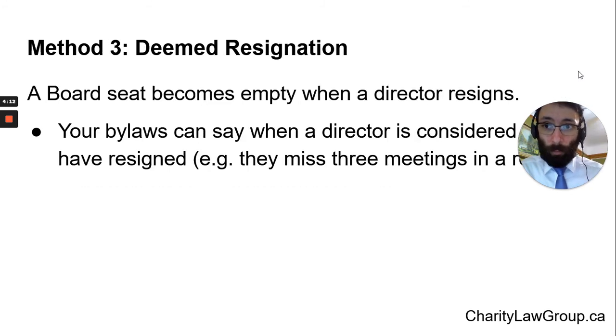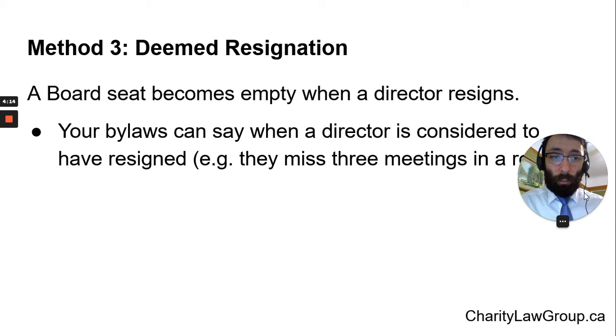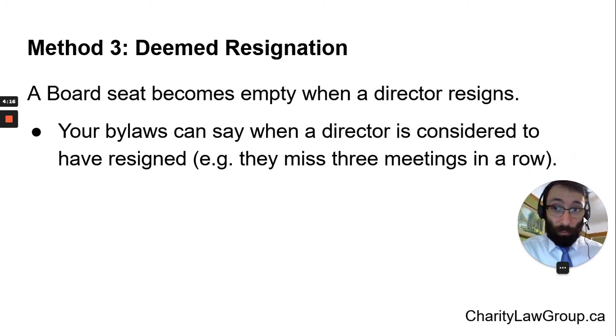The final method is what's called a deemed resignation. So a board seat becomes empty when a director resigns. That gives rise to the question, well, what does it mean to resign? How do you resign? Your bylaws can say that a person is considered to have resigned if they do such and such. For example, it's common enough to say that if a director misses 3 meetings in a row, then they're deemed to have resigned. So you can list other kinds of things.